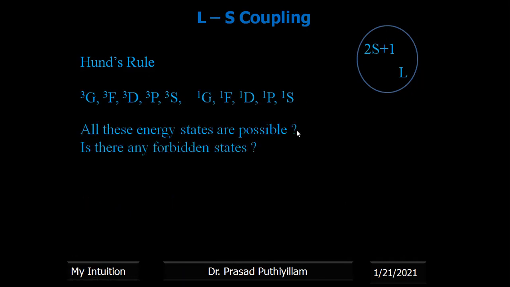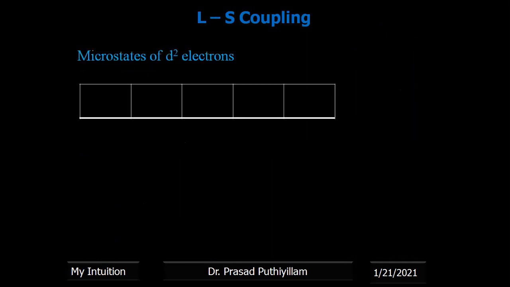Now, among these, are all these states possible, or are there any forbidden states present in them? That we need to identify. To do that, we have to check the microstates. Since it is a two-electron system in d, we can find it out easily. We know d has 5 sub-orbitals, and their orbital angular momentum values we calculate in this manner: +2, +1, 0, -1, and -2.